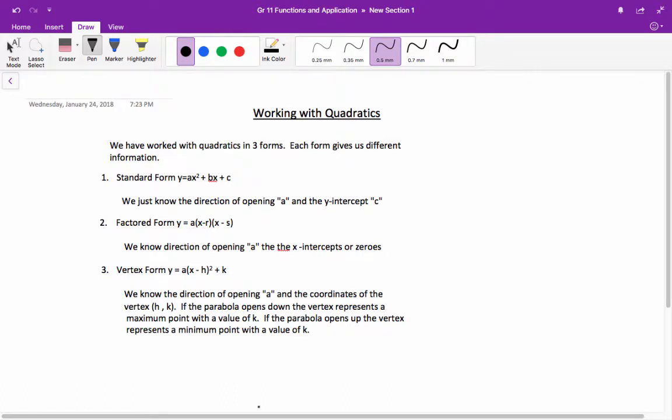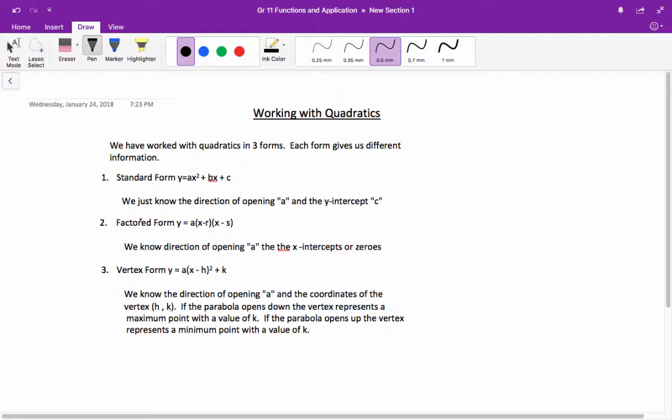Earlier in the course, we've been working with quadratics. We have worked with quadratics in three different forms. Each form gives us different information about the particular quadratic function or parabola, as they're called. The first method was called standard form, y equals ax squared plus bx plus c. From this form, all that we know is the direction of opening A and the y-intercept is C.